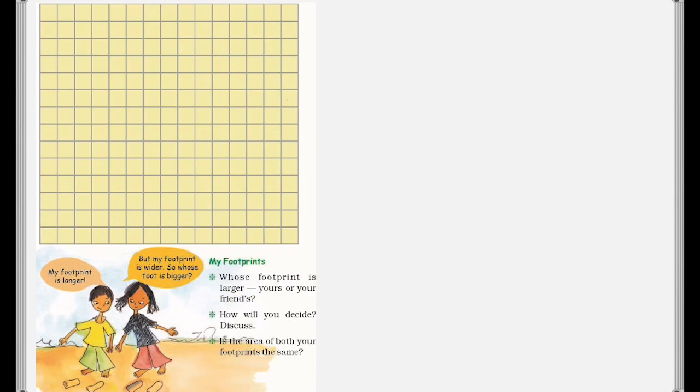Now it is about the footprints. So whose footprint is larger, yours or your friend's? You need to decide and discuss and find out how you will know this.